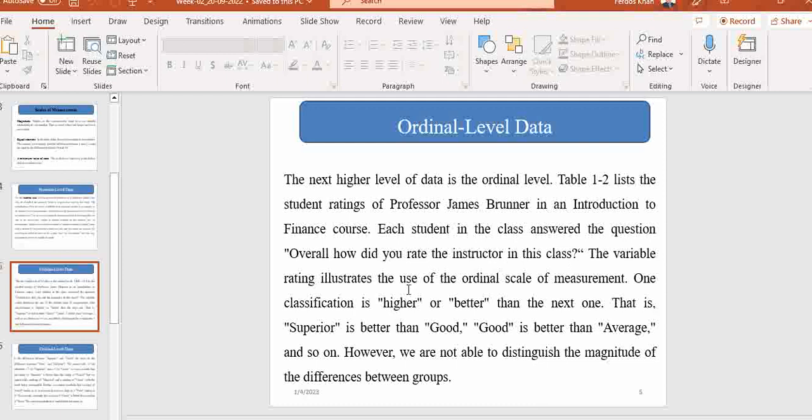The variable rating illustrates the use of the ordinal scale of measurement. One classification is higher or better than the next one, that is, superior is better than good, good is better than average, and so on. However, we are not able to distinguish the magnitude of the difference between the groups. So this means that good is better than average, superior is better than good, but we don't know how much. So this is the difference.